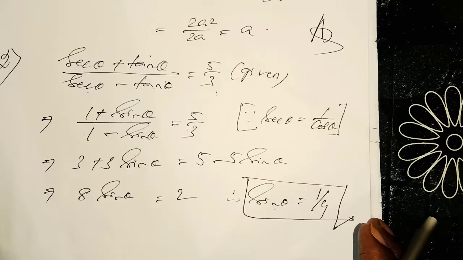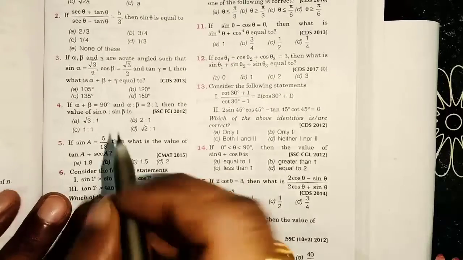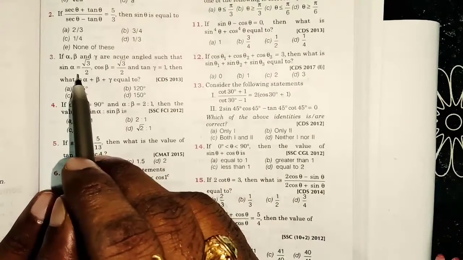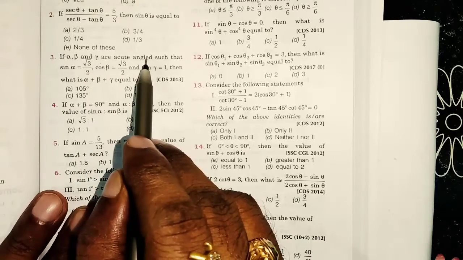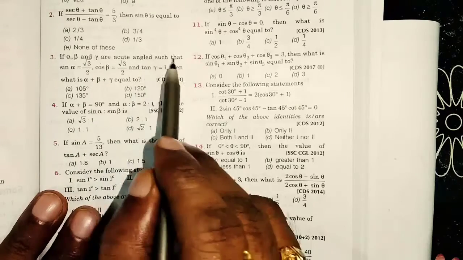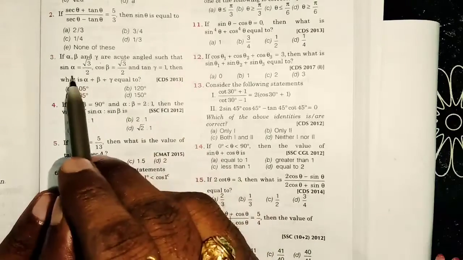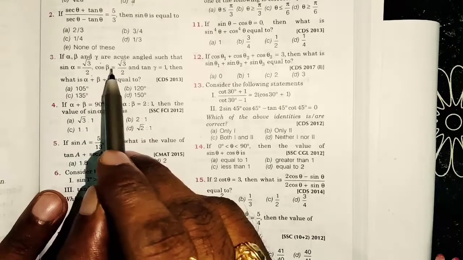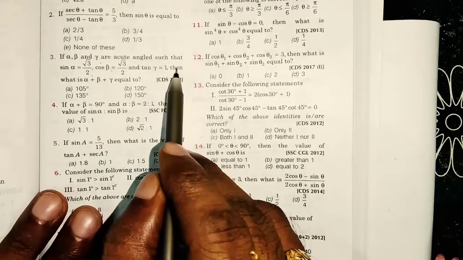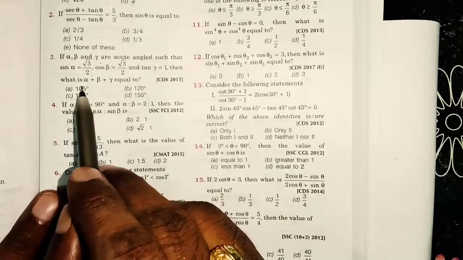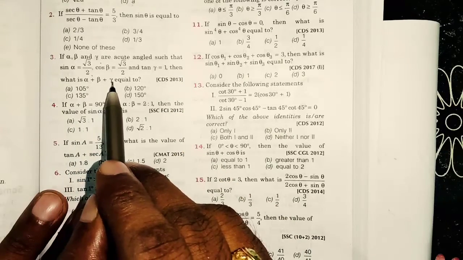Just see. See the question number 3. Alpha, beta and gamma are acute angles. You know what is an acute angle? Less than 90 degrees. Such that sin alpha is given √3/2, cos beta is given √3/2, tan gamma is given 1. Then find the value of alpha plus beta plus gamma.